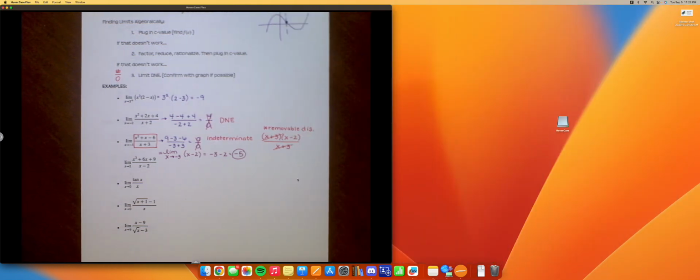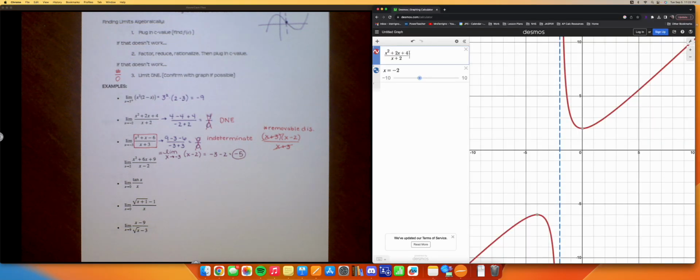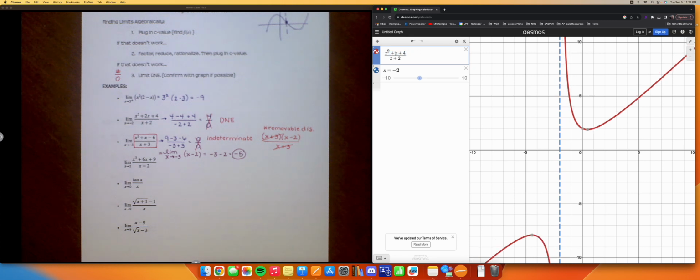Okay, let's look at this one on a graph. My graph disappeared. Come on back. There we go. Okay. So up top here, I want x squared plus x minus 6.